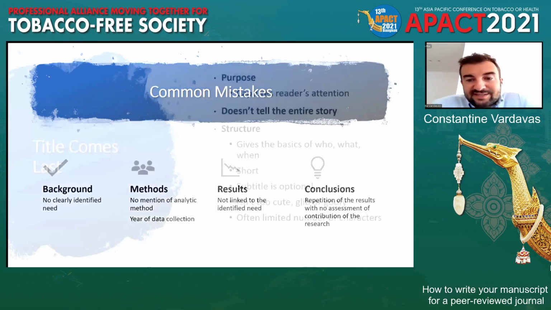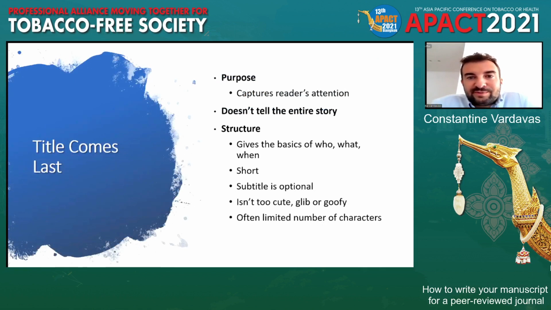Now, the title is the last thing we do in a manuscript. And why? Because that is the selling point. That is the Nike, that is the Adidas, that is the Coca-Cola, that is the Apple. That's the title. So the purpose of the title is to capture the reader's attention. It shouldn't tell the entire story, but it should give a very basic who, what, and when. A title should be short, and it shouldn't be too cute, too goofy, too silly, or too poetic. It should be straightforward.